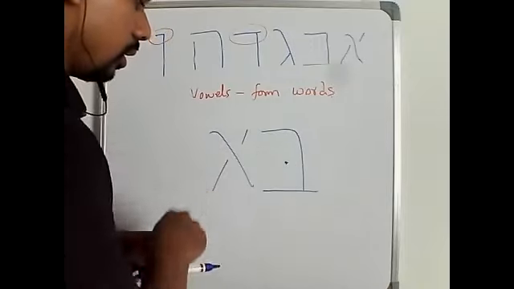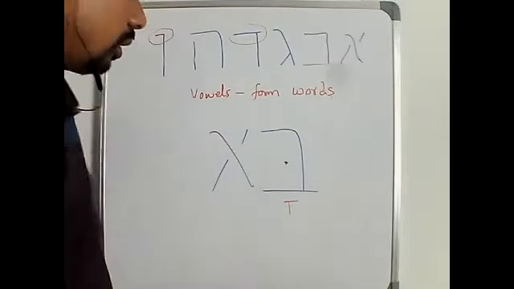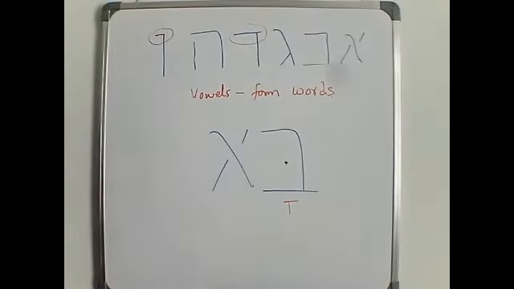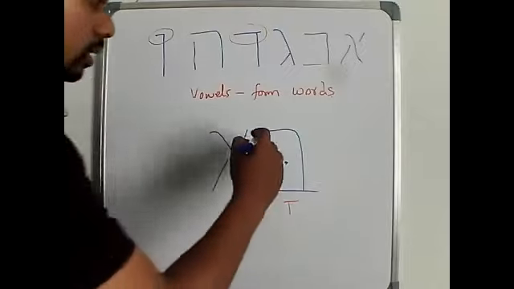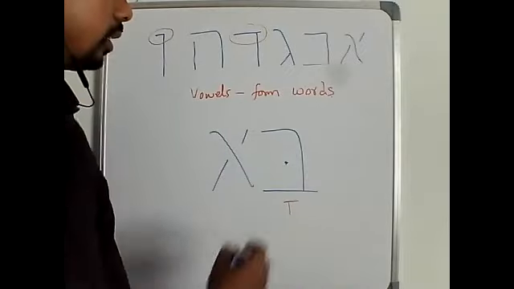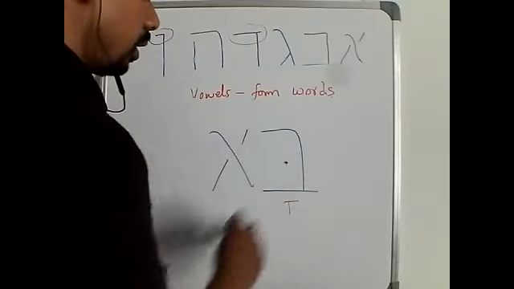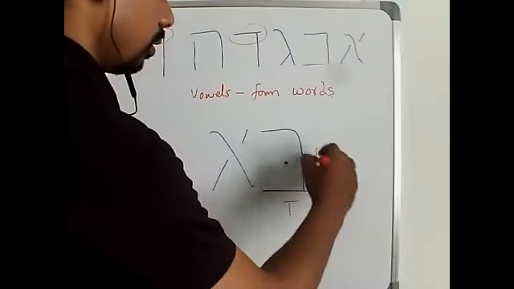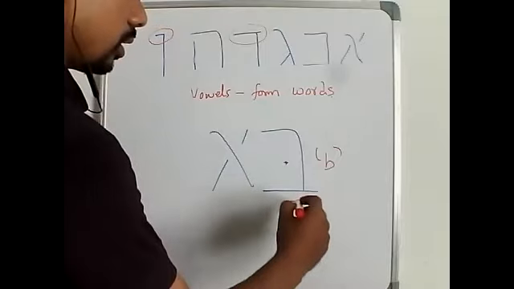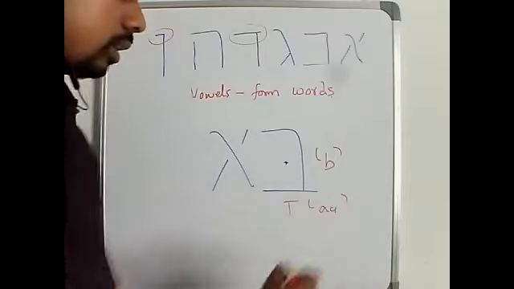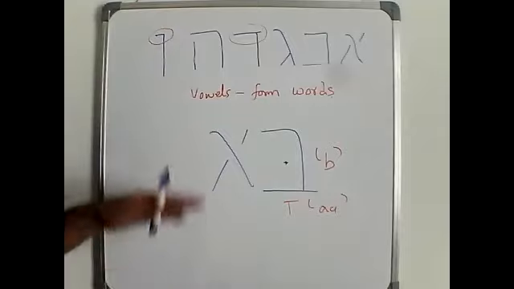This is Beit and this is Aleph, and there is a vowel. So how can we read? What is the sound of this letter? This is Beit. If there is a dot inside, the sound is what? B, right? And now what is the sound? This is A. And there is no sound for Aleph.